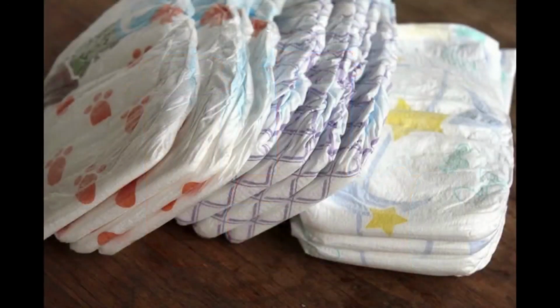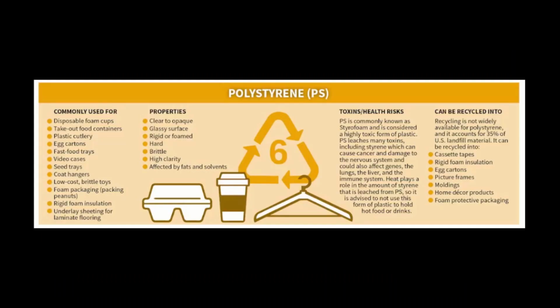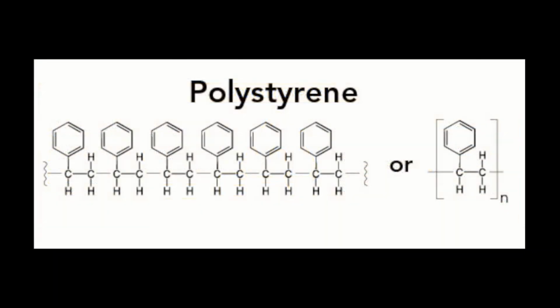Sanitary pads and disposable diapers also use polypropylene in their production. Plastic 6 is polystyrene. Polystyrene can be rigid or foamed. It's hard but brittle and is affected by fats and solvents.